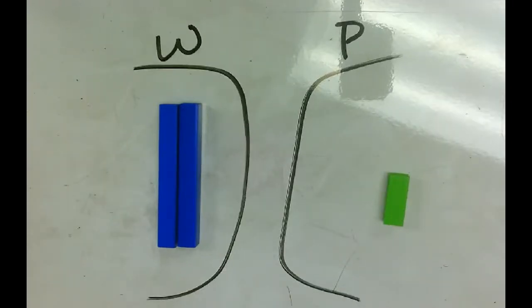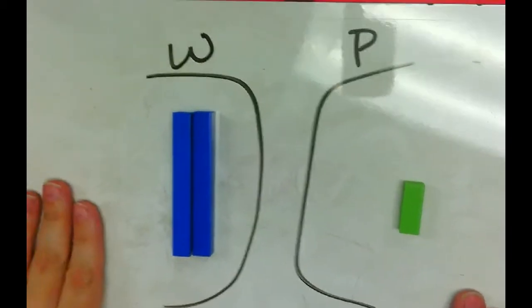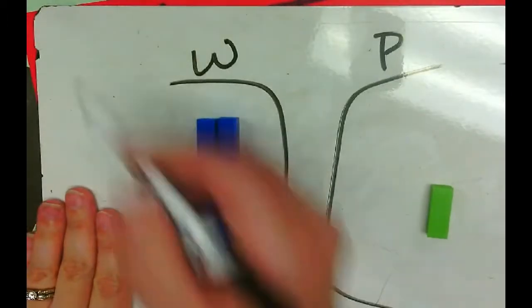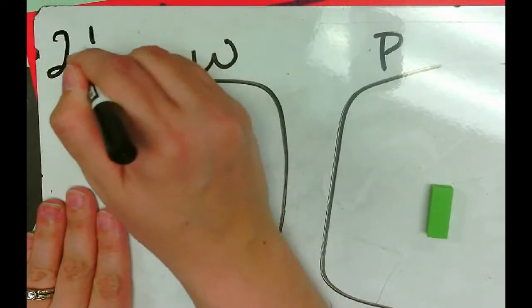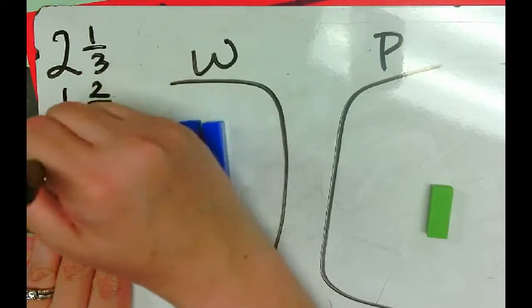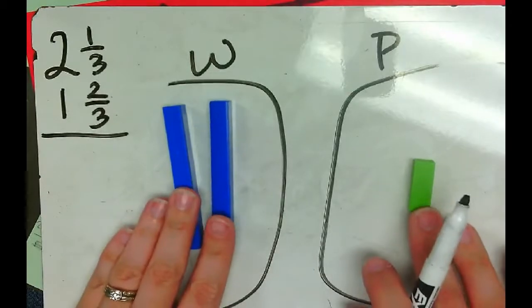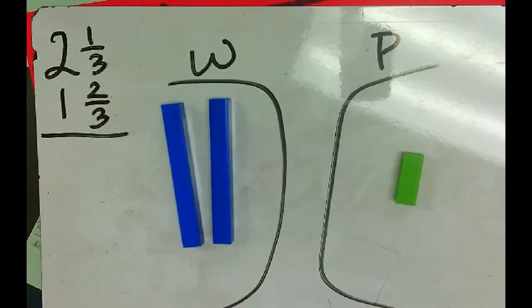Okay, we're going to do 2 1/3 minus 1 2/3. So here's my wholes, here's my parts. Right here, just to the side, I want to write our algorithm, what we're doing right here. So I have 2 1/3 minus 1 2/3. Can I take away 1 2/3 right now?